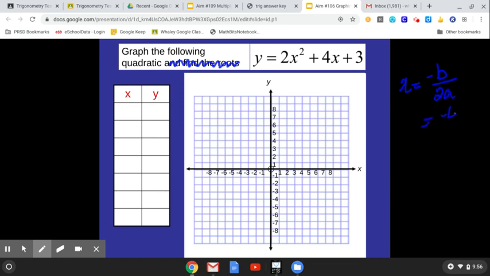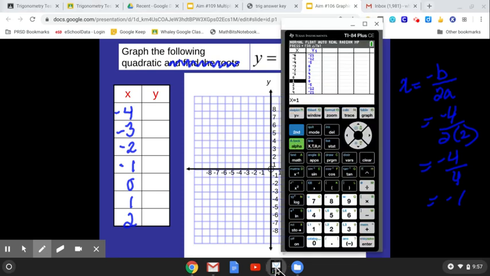So -4 over 2 times 2. And it looks like -4 over 4. It looks like -1 again. Okay, just a coincidence. That's going to go in the middle. Choose some more negative numbers below it. Choose some other numbers that are higher than it. And then we're going to go right to our graphing calculator.